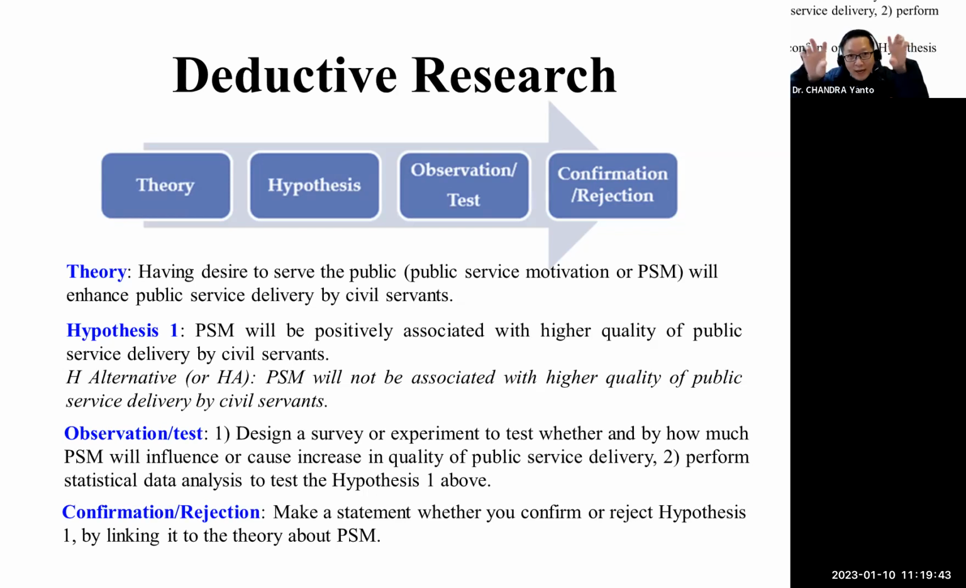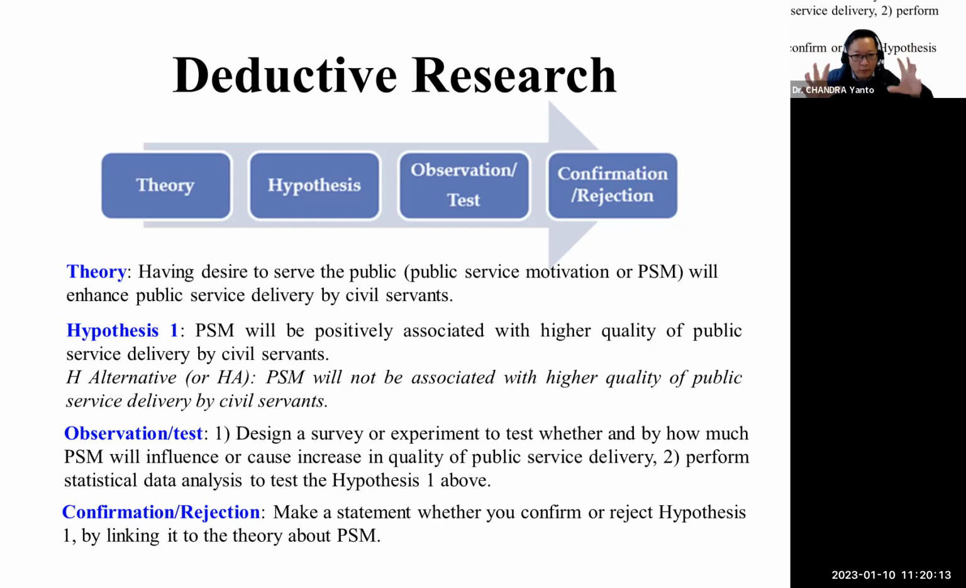But for every hypothesis, there is a null hypothesis or alternative hypothesis, which says something that doesn't exist. If your hypothesis is that there is a positive relationship, then the alternative hypothesis is that there is no relationship. If X changes Y is your hypothesis, then the alternative hypothesis is that X does not cause Y, or X doesn't change Y. This is always the case.